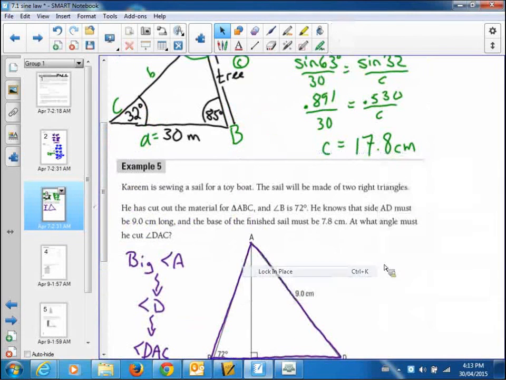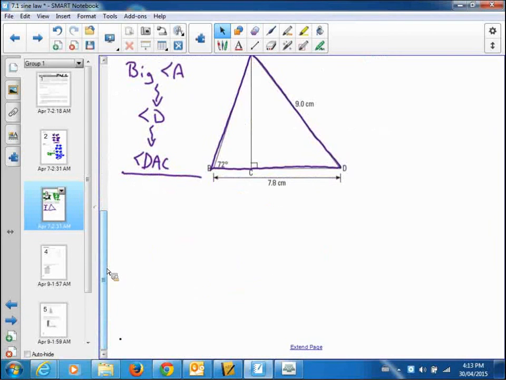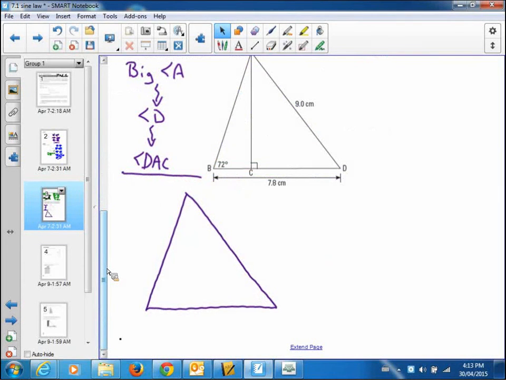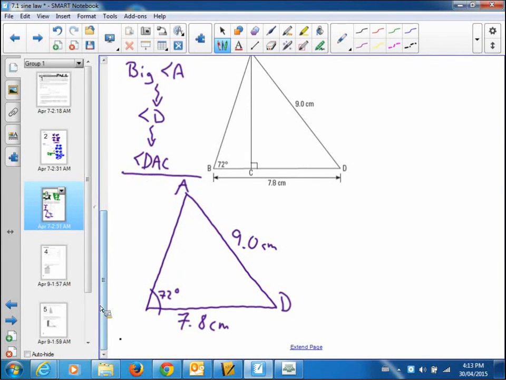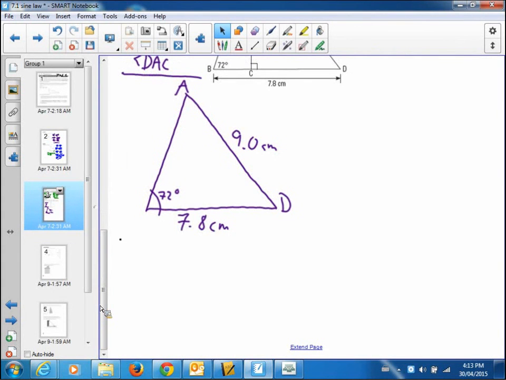Okay, once again, take this big triangle here and I'll just set it out, just so it's less confusing. I recommend you sketch one too. 72 degrees, 7.8, 9 centimeters. That's A at the top, big angle A, and D. From this, solve for angle A.